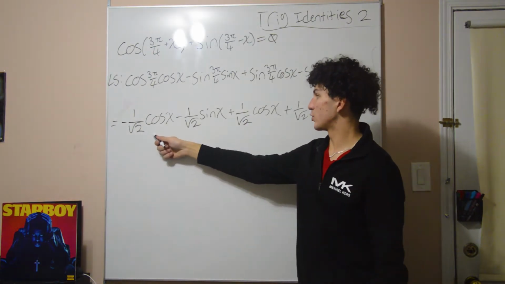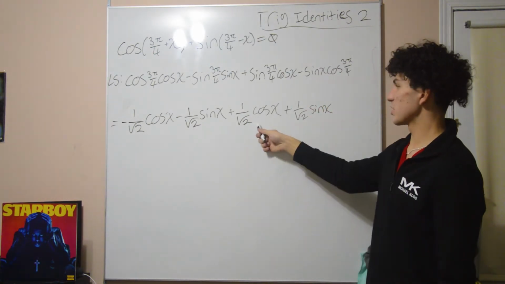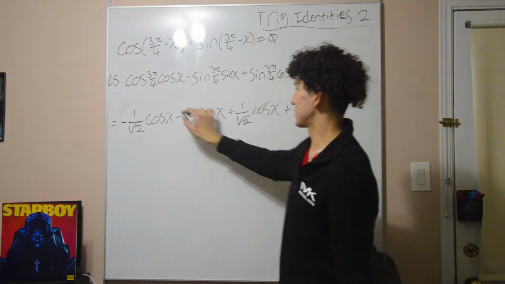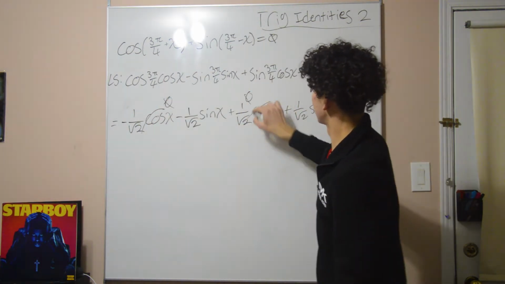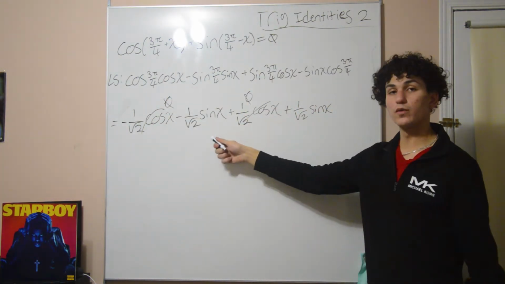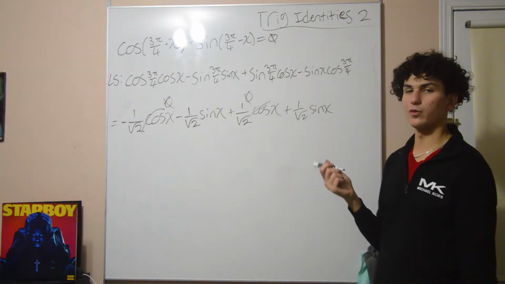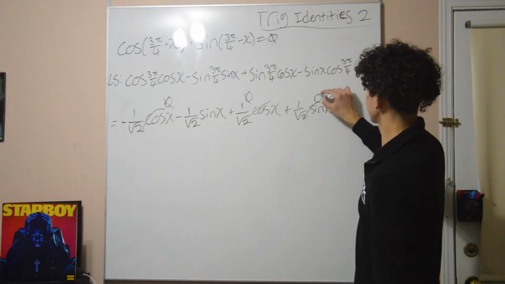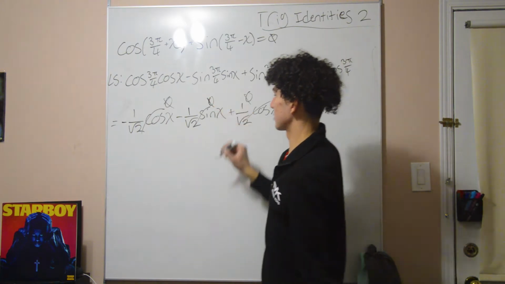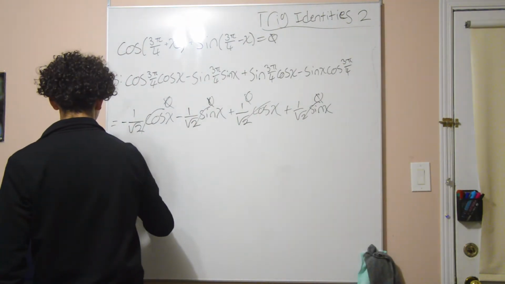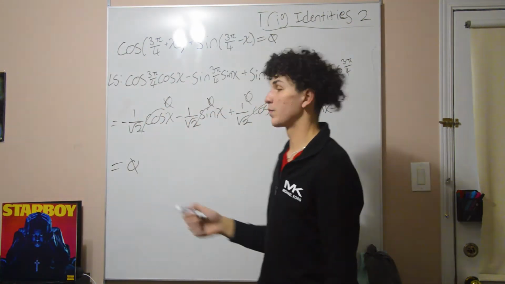Now from here, we can do our zeroing. Negative 1 over root 2 cos x plus 1 over root 2 cos x zeroes out nicely. Negative 1 over root 2 sine x plus 1 over root 2 sine x also zeroes out quite nicely. And we get our final answer to equal 0.